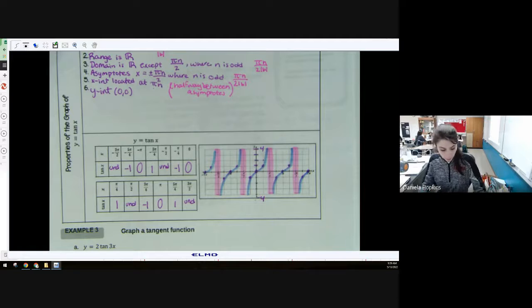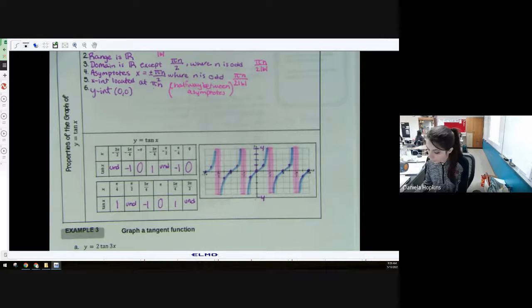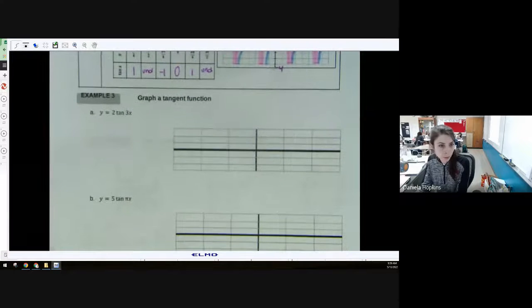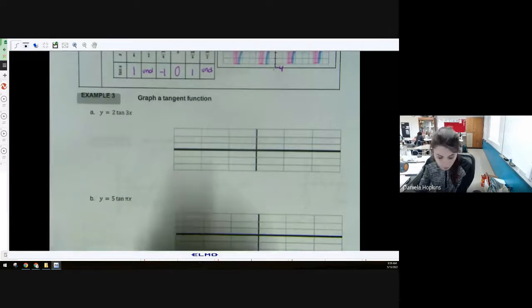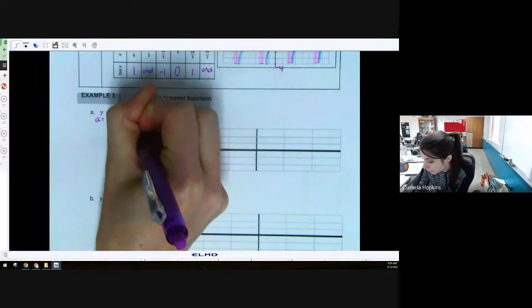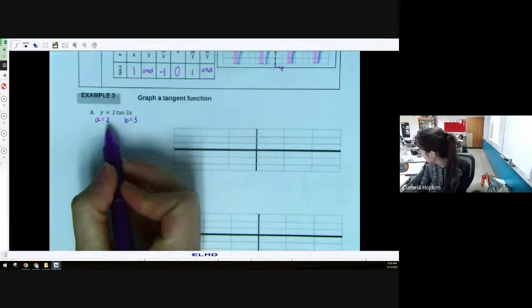Questions about this one? Okay, so let's look at how you're actually going to do this. If you look at example 3, graphing a tangent function, I do like to name my A and B to start. So my A is 2 and my B is 3. And I still like to name my A because while I don't have an amplitude, it does still tell me how to label my y-axis. I made a mistake here.